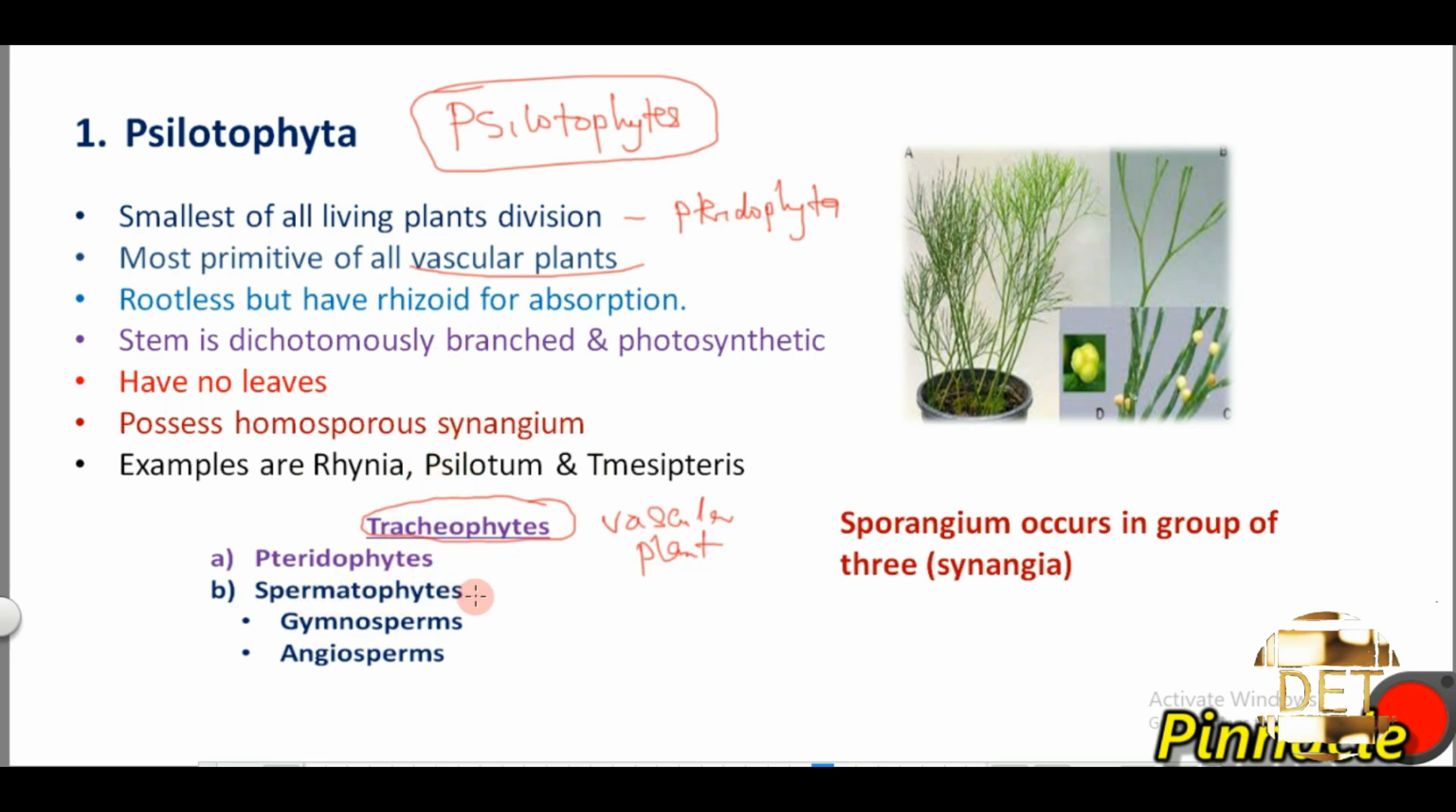The spermatophytes are the seed producing plants. Under that we have the gymnosperms and the angiosperms. We'll look at this in our future classes. So back to the coelentophytes.